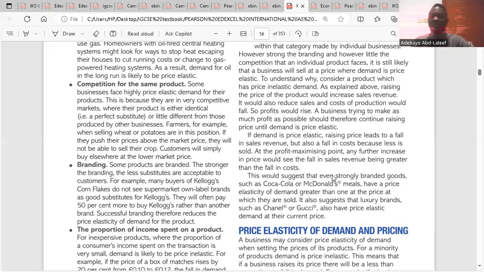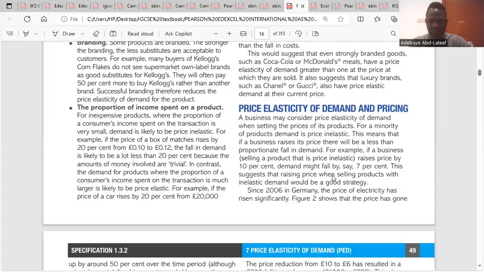So we go to price elasticity of demand and pricing. A business may consider price elasticity of demand when setting the prices of its products. For a minority of products, demand is price inelastic. This means that if a business raises its price, there will be a less than proportionate fall in demand. For example, if a business selling a product that is price inelastic raises prices by 10%, demand might fall by, say, 7%. This suggests that raising price when selling products with inelastic demand would be a good strategy.